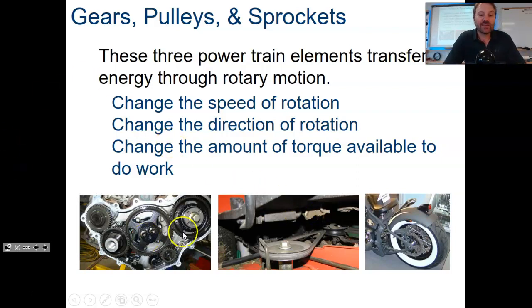Under here, this is the inside of a car's transmission. This is a pulley on a lawnmower, so you can see that this is what's spinning the blade. And this is the back end of a motorcycle, which is turning the rear tire.